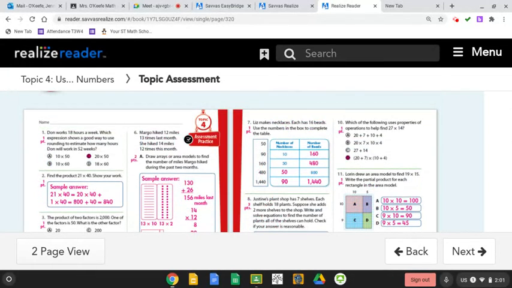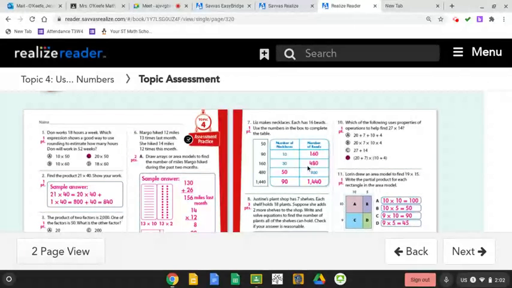Number 7, Liz makes necklaces. Each has 16 beads. Use the numbers in the box to complete the table. So they gave you the 10, the 30, and the 800. So again, this is number of necklaces. This is number of beads. So what I always say is if one necklace was 16 beads, right? So if I had a 1 here, I would have a 16 here. So how did I get from 1 to 16? I had to multiply by 16. So that's what I had to do with 10. If I had 10 necklaces and each one of them has 16 beads, 10 times 16, 160.